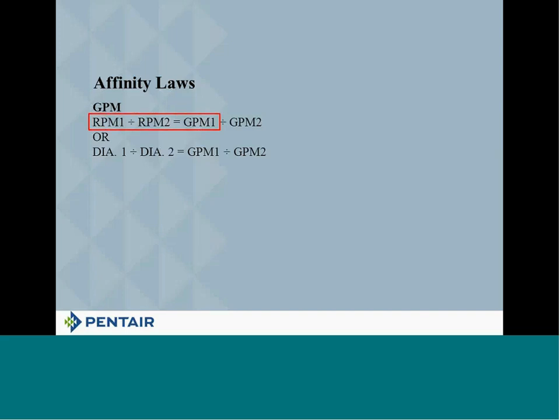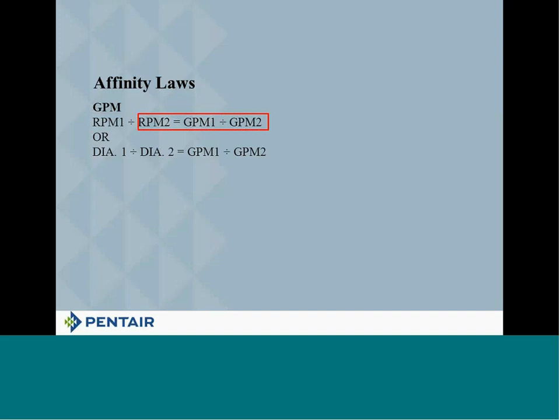If I know 3 parts of this formula, I can calculate the 4th part. So I know the RPMs that it takes to get GPM1. I know the RPMs I want to go to. So I take RPM1 divided by RPM2. Whatever the answer is, I multiply it by GPM1, and I get GPM2.